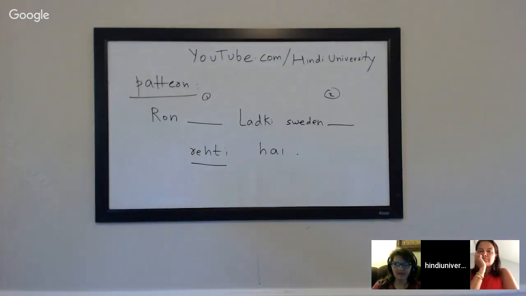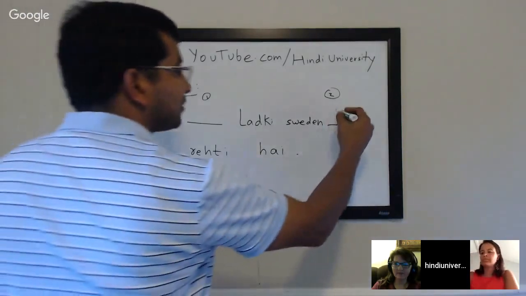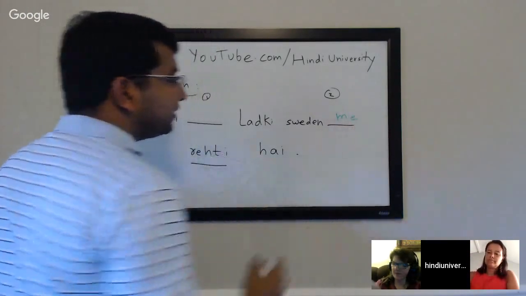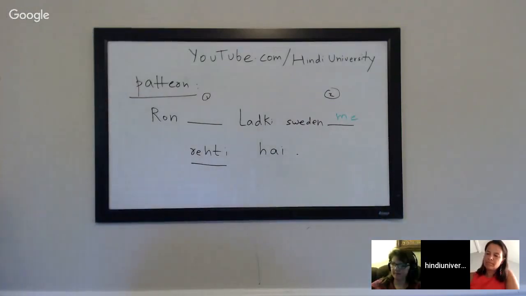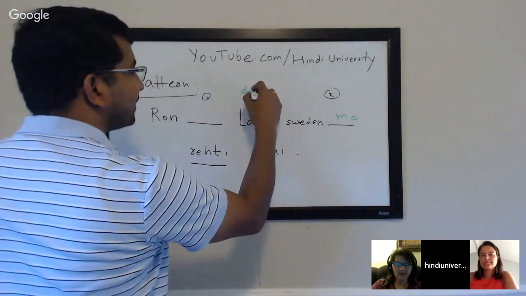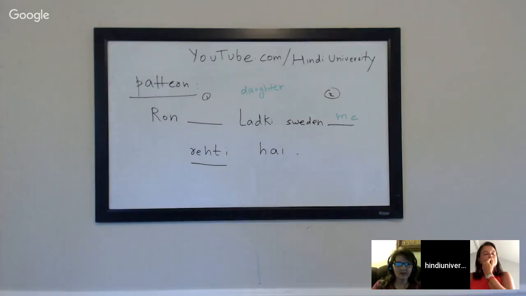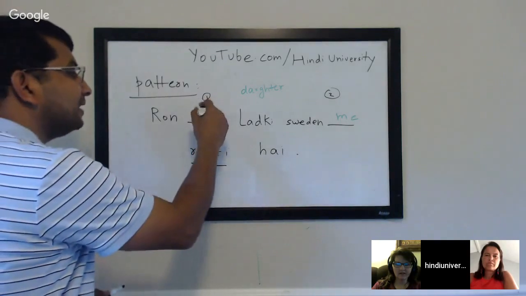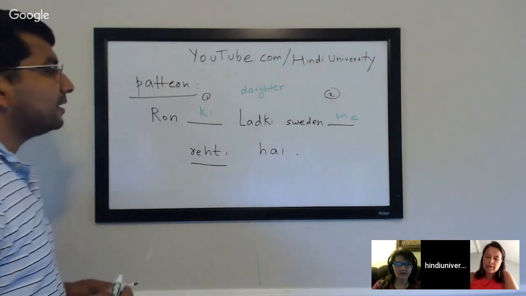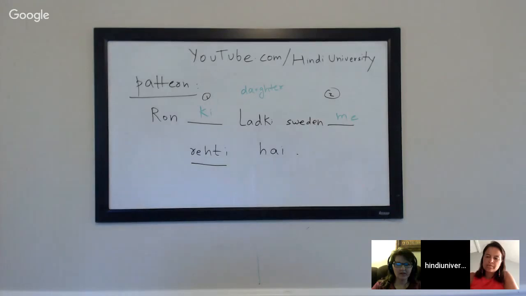The second one, as some of you are saying, is mein. Sweden में रहती है, in Sweden. Okay, what about the first one? Take a guess. लड़की, in this case, we are referring to as a daughter, and it is feminine singular. Give it a try. Very good. As you rightly pointed out, it would be Ron की लड़की. Okay, Ron की लड़की स्वीडन में रहती है.